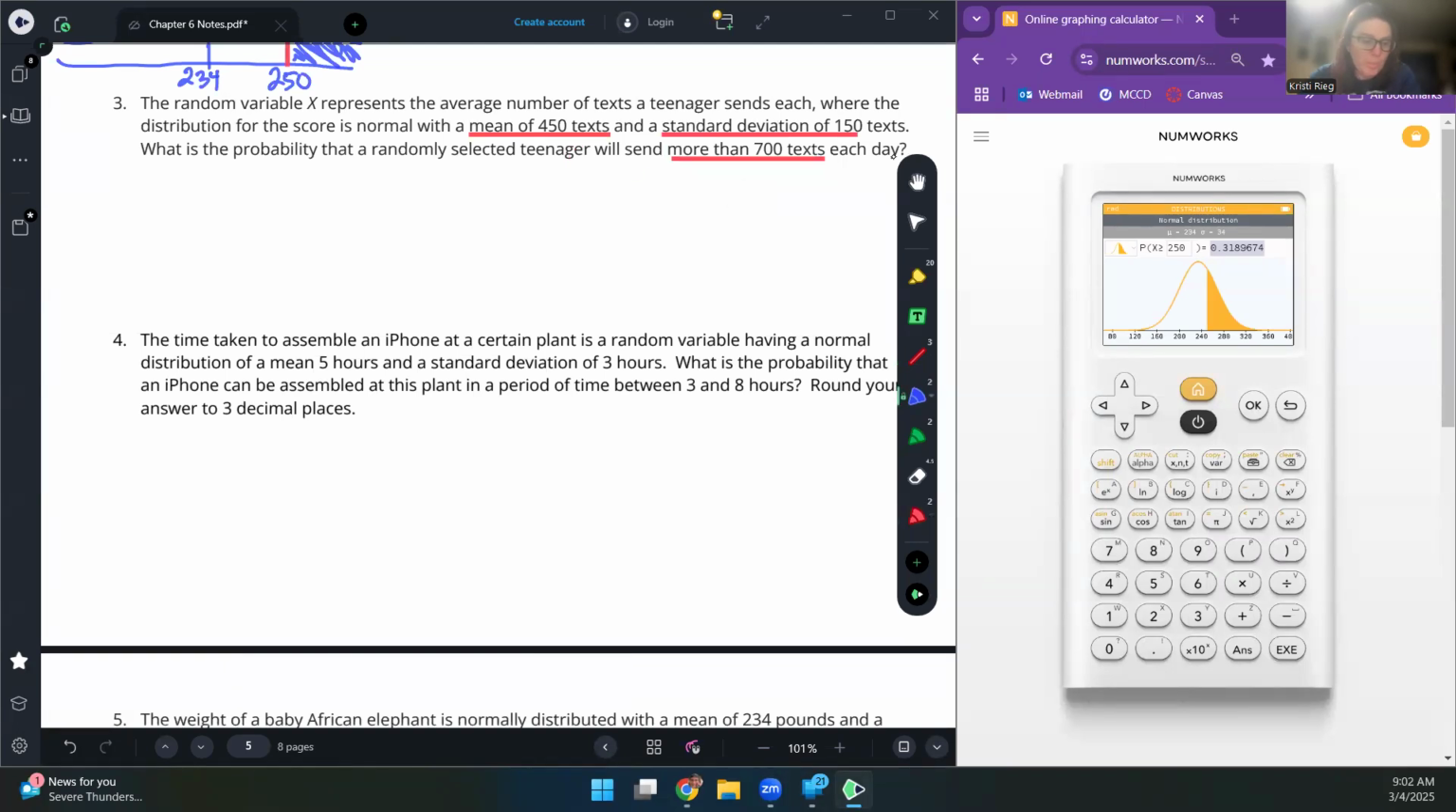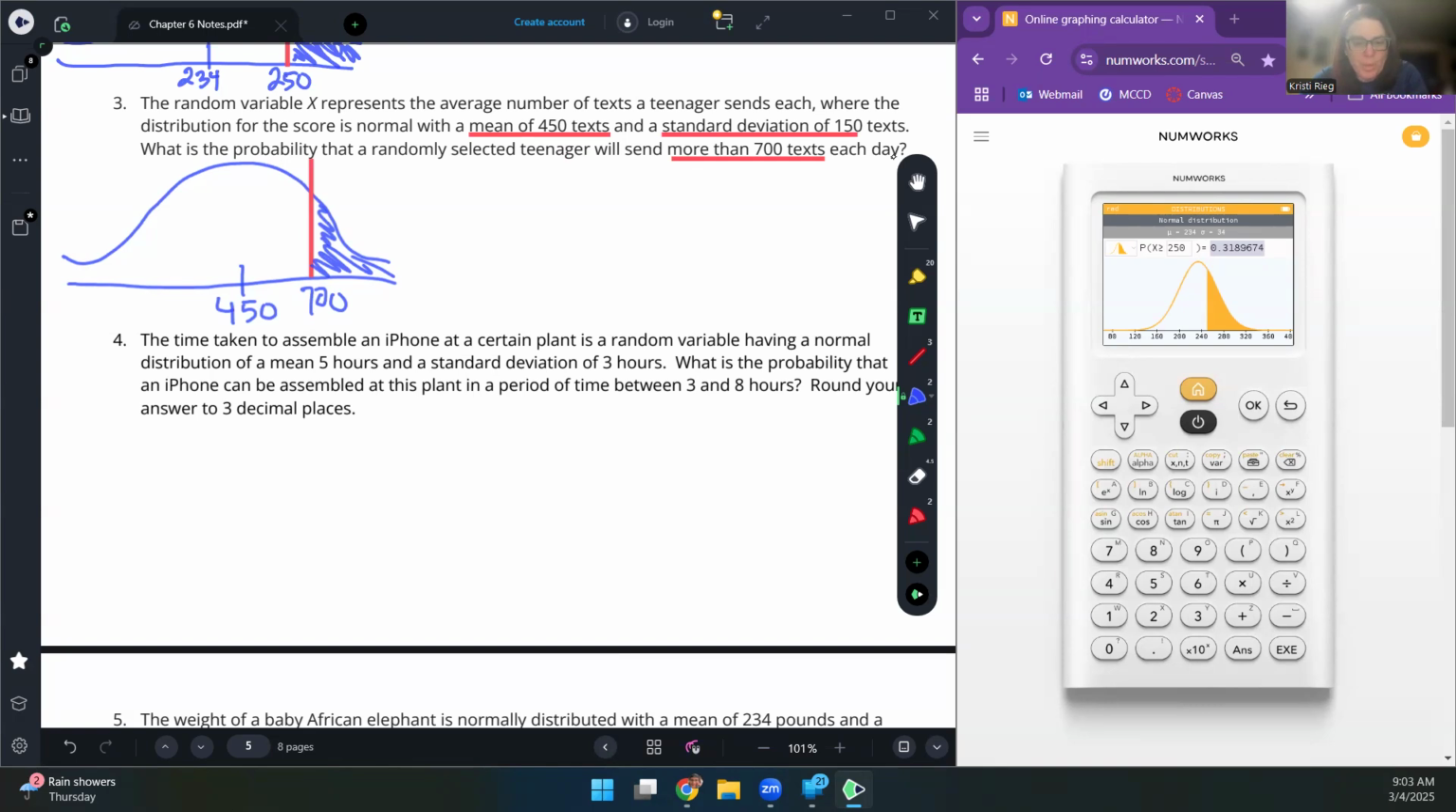Okay, draw this picture. Got our normal distribution. The mean is 450. We are looking at more than 700. So 700 is going to be on the right side because it's bigger, and we want more than, so we're coloring into the right. I am not drawing these pictures for my help. I'm drawing the pictures for you to practice drawing the pictures because I'm looking for the pictures when I'm grading these assignments. So make sure you have pictures.